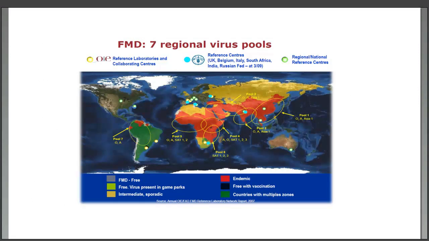As I said earlier, we have about 7 regional pools, but specifically we are talking about West and Central Africa, which belongs to pool 5, and the viruses circulating in this pool are types O, A, SAT1, and SAT2. Though there are claims that serologically, particularly in Cameroon, serotype SAT3 has been identified in Cameroon.